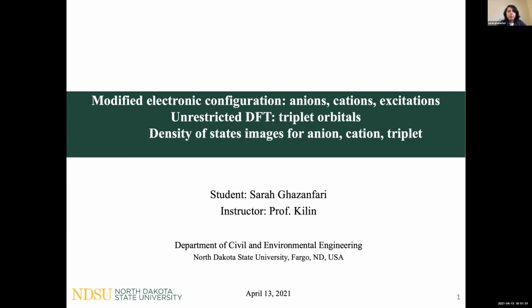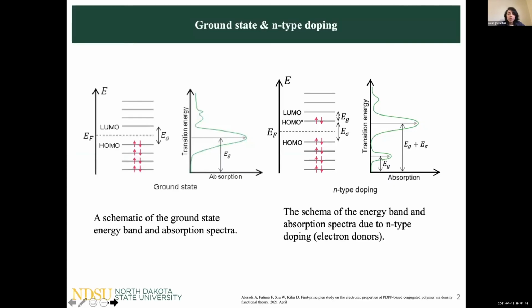Today I'm going to talk about modified electronic configuration, including anion, cation, excitation, and then the unrestricted DFT, including the triplet orbitals and their density of states images. Here are some schematic figures for the neutral state or ground state on the left, and n-type doping on the right. For the neutral state, these are the energy levels, and you can see the HOMO and LUMO, and then the absorption spectra on the right.